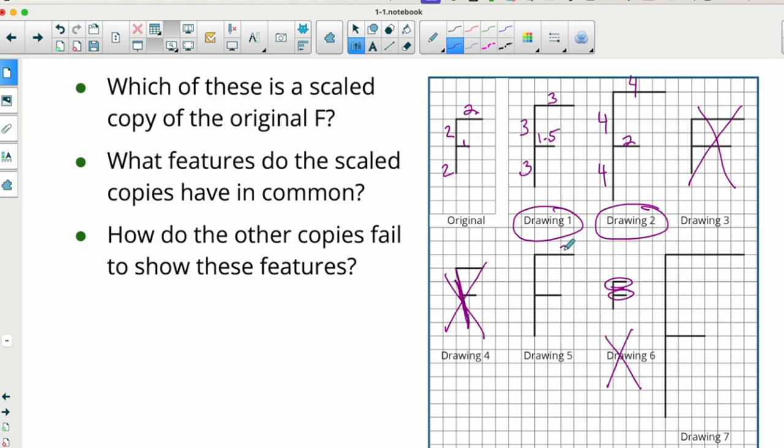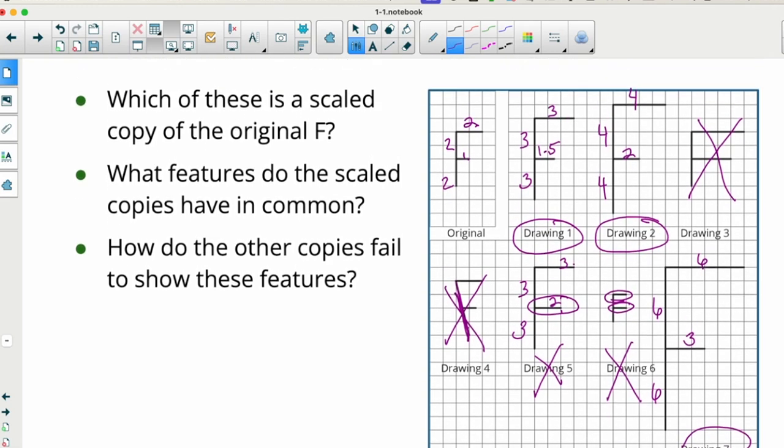Here it's 1, 2, 3, and this was 2. I don't think this one is a scaled copy because this is not half of that. And then we look, 1, 2, 3, 4, 5. So this was 6, this is 3, this is 6, and this is 6. So we said this F looked like it was a scaled copy as well.